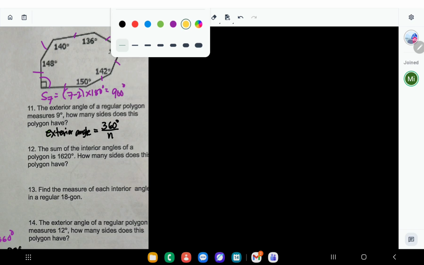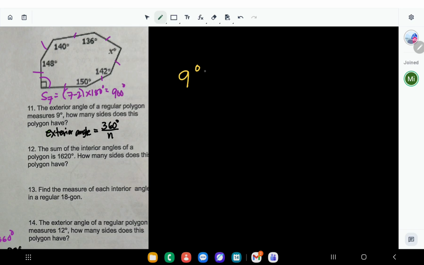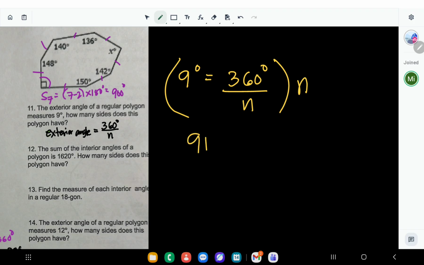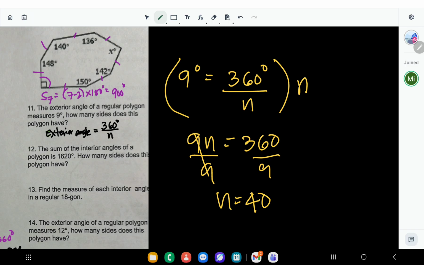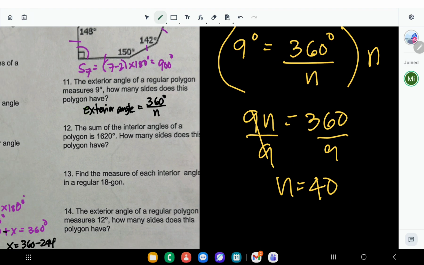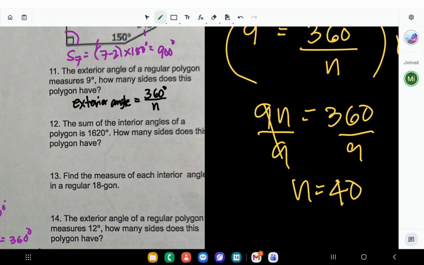So what are we going to do here? We plug in 9 degrees equals 360 over n. Then we multiply both sides by n. We have 9n equals 360, right? Then n is equal to, what is 360 divided by 9? Okay, therefore, that polygon has 40 sides. So the answer here is 40.